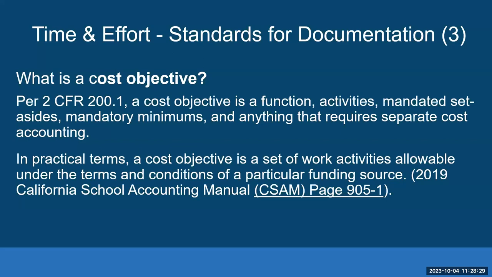I like the definition in the California School Accounting Manual. They define in practical terms that a cost objective is a set of work activities allowable under the terms and conditions of a particular funding source. For example, on resource code 3905, we have different cost objectives: ESL instruction, AVE instruction, CASAS testing, and administrative costs. Then resource code 3913, we have the high school secondary education or high school diploma, GED instruction, and high school instruction. So that's pretty much it: the cost objectives are those activities of a particular funding source.